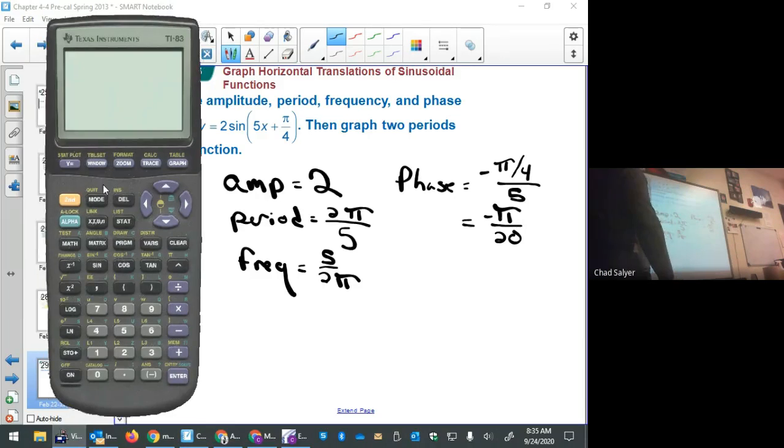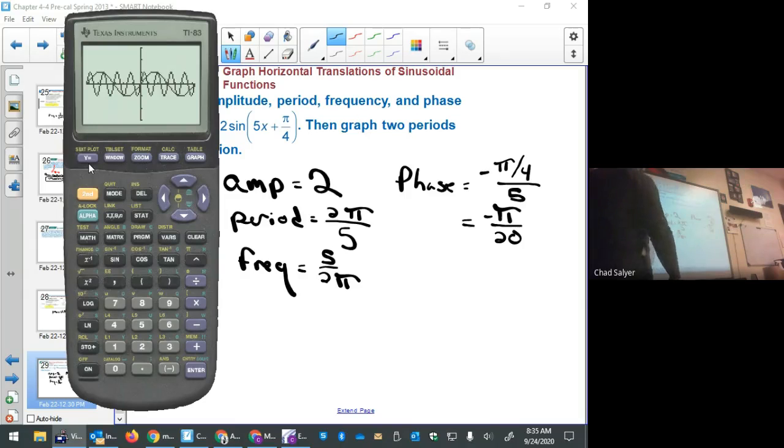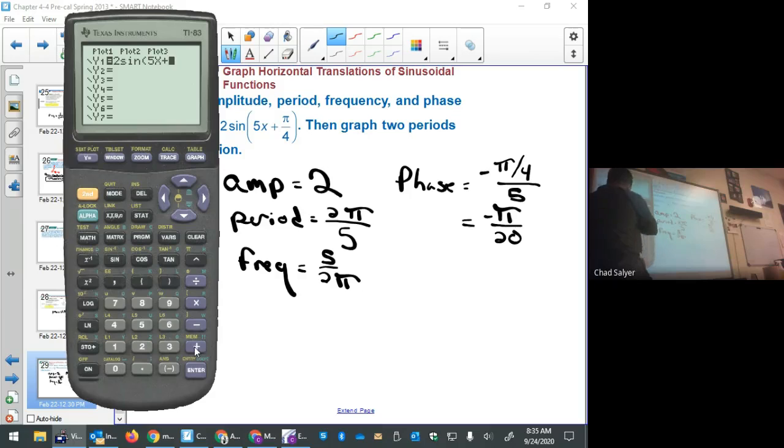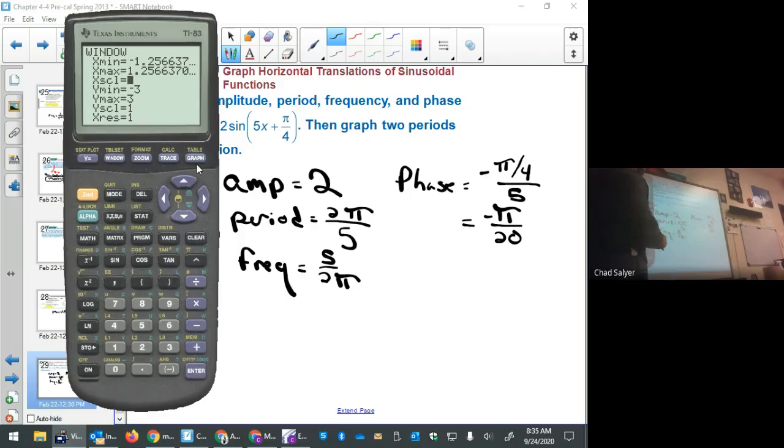Okay, so let's graph 2 periods of it. We'll use the calculator for this, otherwise it would be a really tedious exercise. I can find a bunch of points and stuff. So 2 times the sine of 5x plus pi divided by 4. And I'm going to go to my window, and I need 2 periods. So I want to go from negative 2 pi divided by 5 to positive 2 pi divided by 5. So it's going to give me 2 periods. The amplitude is 2, so the negative 3 to 3 will work perfect. All right, let's graph it.